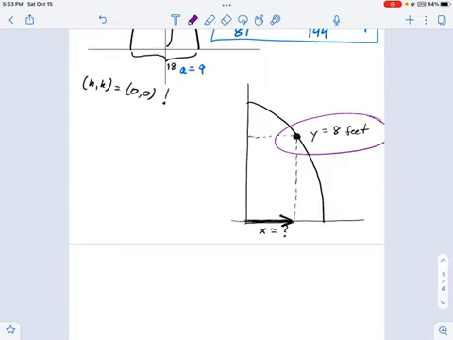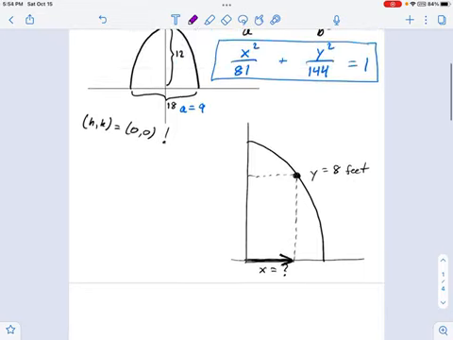Here's the 8 feet high, and I want to know how far out from the middle of the arch do you have to go to a height of 8 feet. Maybe something is passing onto the arch that's 8 feet high, and we want to know how wide this thing can be before it's going to clip the edges of the arch. Okay, I don't know. So all you do, this is pretty easy.